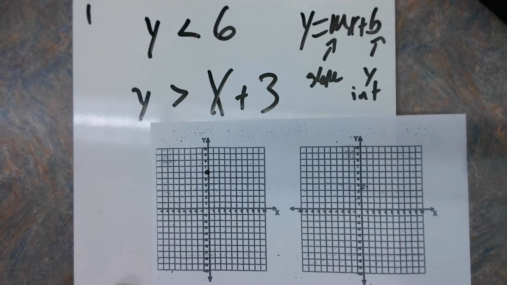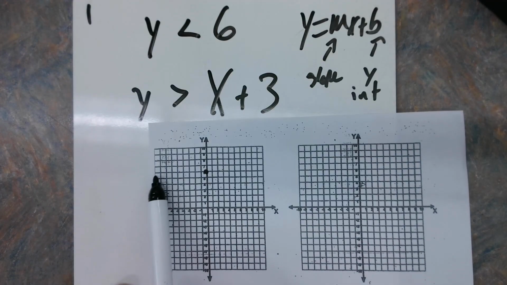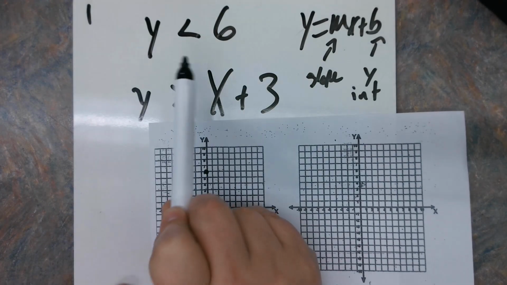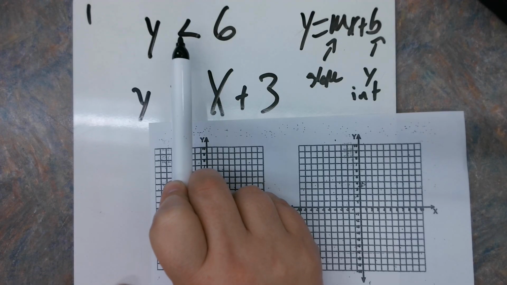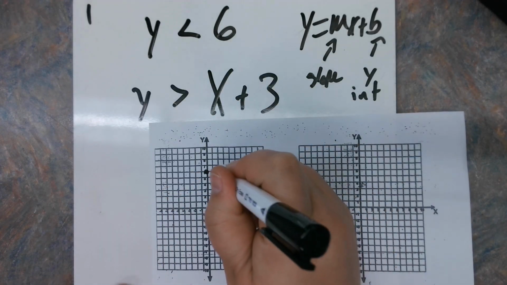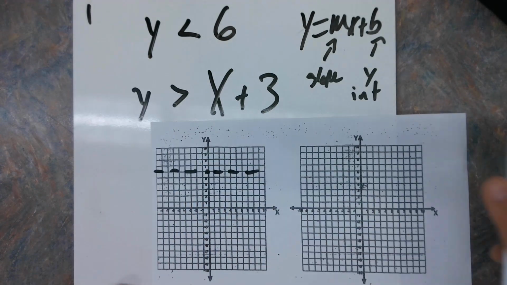The next thing I have to think about is I don't have a slope, so I know this is going to be all the way across the line, but I need to look at the symbol. It doesn't have the is equal to under it, so this is going to mean this is a dashed line. So I'm going to turn this into a dashed line all the way across.